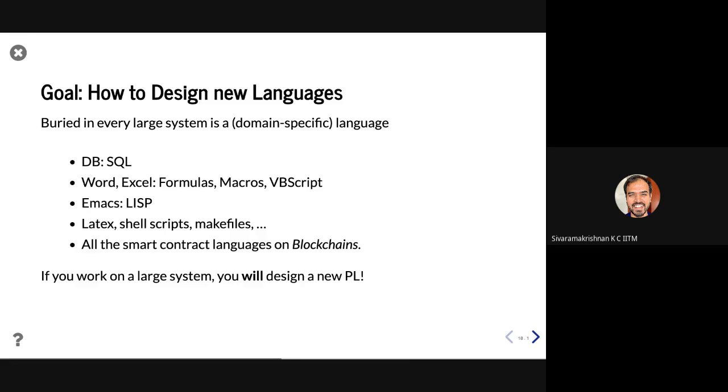So take my word for it, if you work on a large system, when you go out and work in the industry or even do research, you will design a programming language. This might not look like a new programming language. It might just look like a bunch of scripts that you put together, but it is going to be a programming language. It might just be an API even, right? And if you start to squint, that API is also a programming language, and you are going to design it. And this course will equip you to come up with better APIs, better programming languages, better domain-specific languages, and so on.